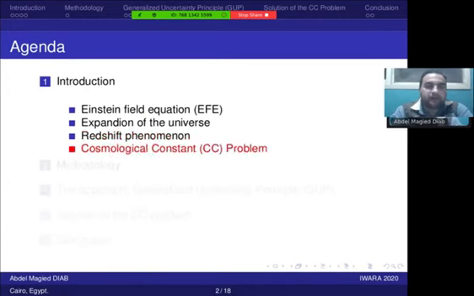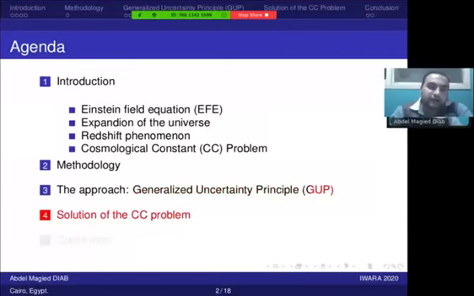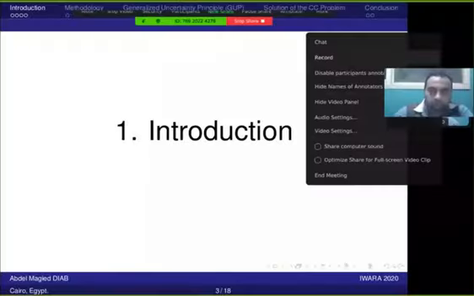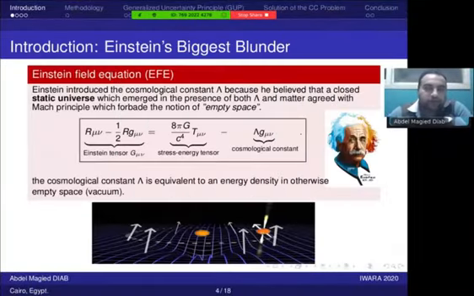In the second part, I will show the methodology, where the main idea should appear. In the third, I will show the approach which we used in this work, the generalized uncertainty principle or GUP, and give a possible solution to the cosmological constant problem, and finally present the conclusion.